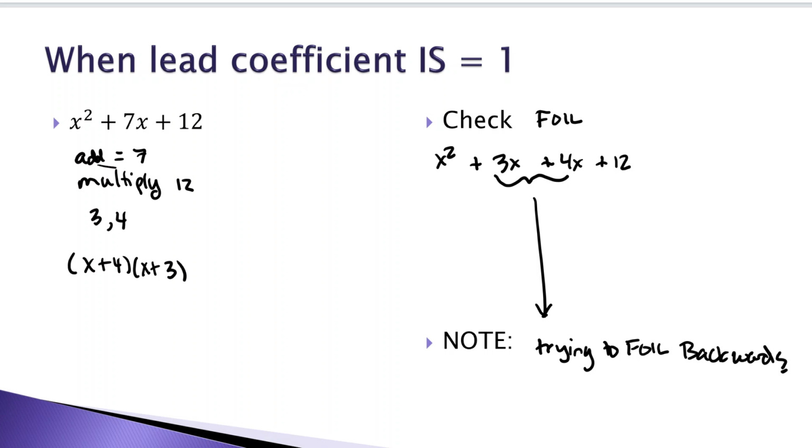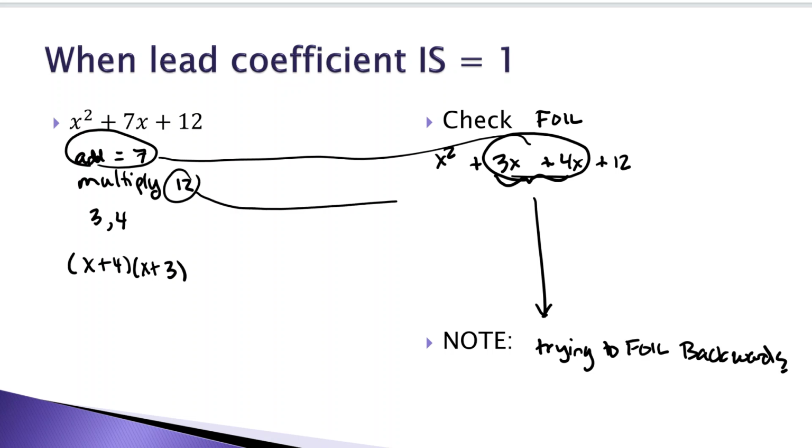So when we talk about numbers that add up to 7, that's why they add up to 7, because the outside and the inside have to add up to 7 in our FOIL. When we multiply to 12 here, that's because over here at the end, my lasts are the things that multiply out to be 12. So that's what we're trying to do when we do this. We're just FOILing backwards somehow.